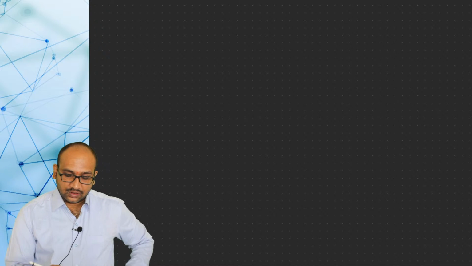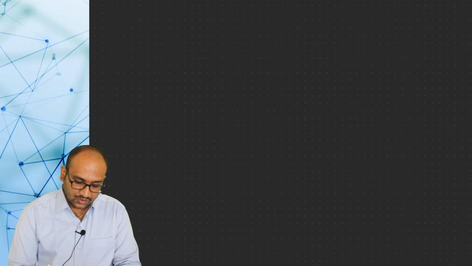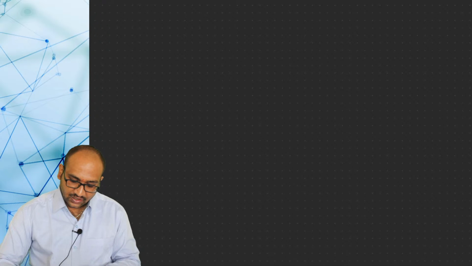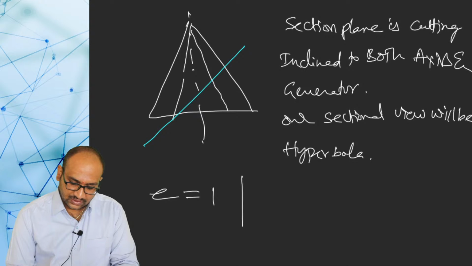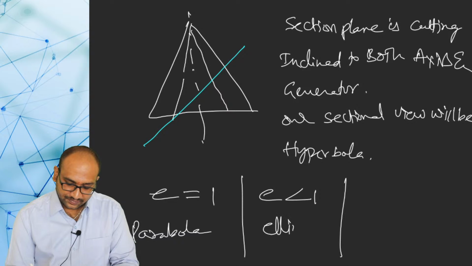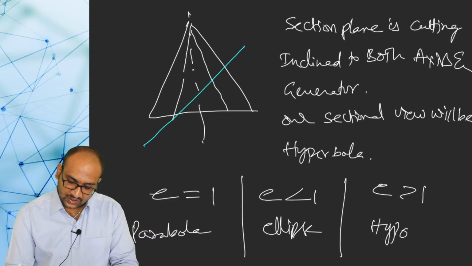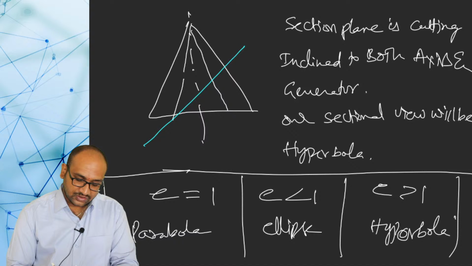So, next, construction. We all know that ellipse, parabola, hyperbola are defined based on the eccentricity value. If eccentricity is equal to 1, it is known as parabola. If eccentricity is less than 1, it is ellipse. If eccentricity is greater than 1, it is known as hyperbola. So in conic sections, these three curves we are going to draw.